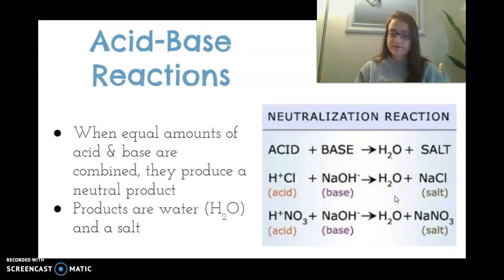The other thing that they're going to form is going to be a salt, and that's going to be formed from whatever the other half of that acid and base was. So whatever those other elements or compounds are. So we've got two different examples here. We've got a sodium chloride, and we've got a sodium nitrate down here. So it's just going to be an ionic bond because we're going to have two different ions when our acid and our base split apart. And so we're going to form a salt by forming an ionic bond. And so both of these products, the salt and the water, are going to be neutral.